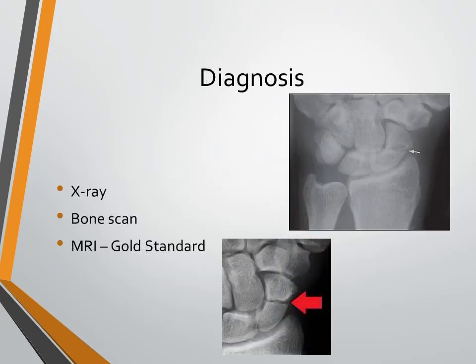Diagnosis generally is through an x-ray. However, it only picks up about 50% of the fractures. If the person has symptoms but the x-rays are initially negative, we usually will splint it as a fracture and then x-ray it again 10 to 14 days later. We can also use a bone scan, but typically an MRI will be the gold standard.